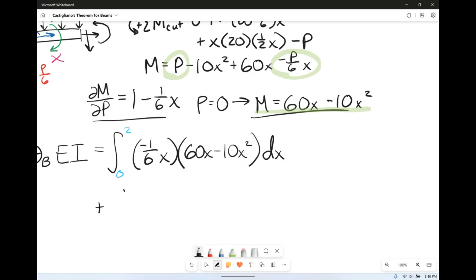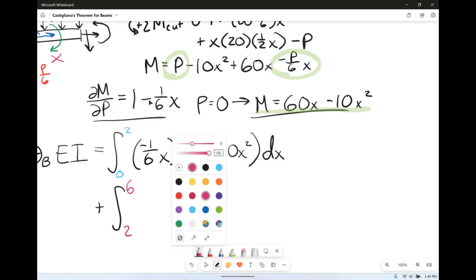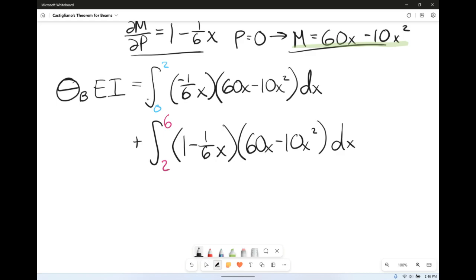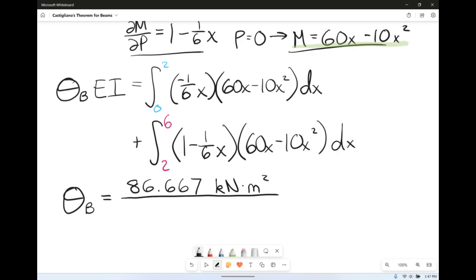Plus, can't forget about section 2. Section 2 is going to go from 2 to 6. So del M del P, 1 minus 1 over 6 times x. And our M equation, 60x minus 10x squared dx. When you solve this integral, we're going to get theta B is equal to 86.667. This is kilonewton meters squared, and that would be over EI, but we have a value for E and we have a value for I.